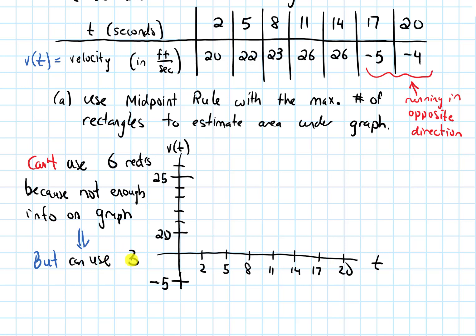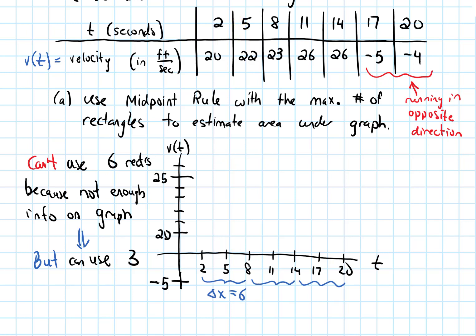3. Because if I use 3, here would be one of the pieces, here would be the second subinterval, and the third subinterval. By the way, now my delta x, that whole length of the subinterval would be 6. Now I have information about what's going on at the midpoint. Like I know the value at 5 in my table.